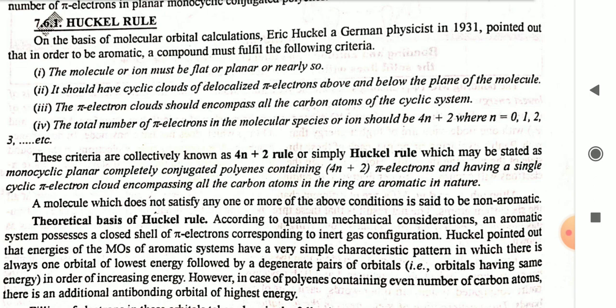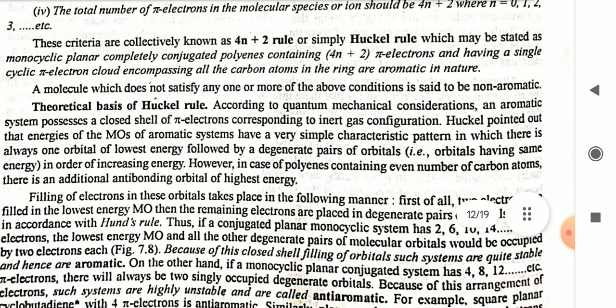These criteria are collectively known as the 4n plus 2 pi electron rule, or simply Huckel rule, which may be stated as: monocyclic planar completely conjugated polyenes containing 4n plus 2 pi electrons and having a single cyclic pi electron cloud encompassing all the carbon atoms in a ring are aromatic in nature. A molecule which does not satisfy any one or more of the above conditions is said to be non-aromatic. Theoretical basis of the Huckel rule.